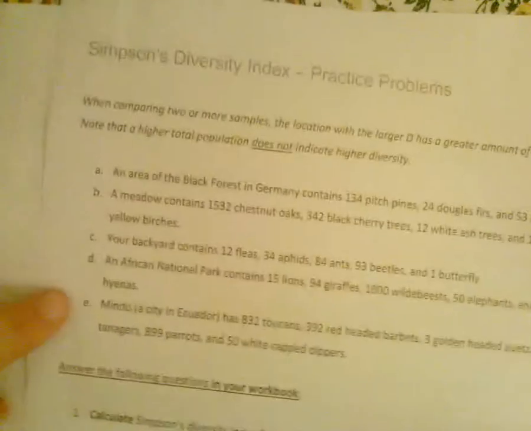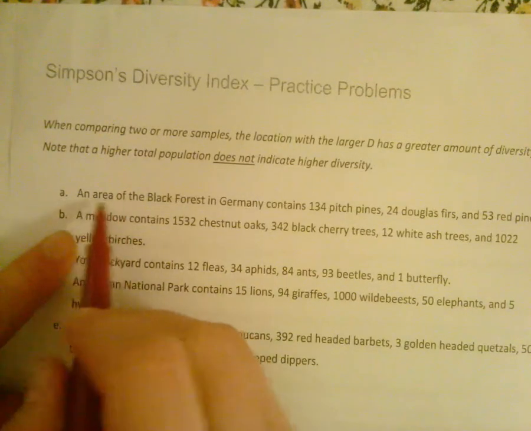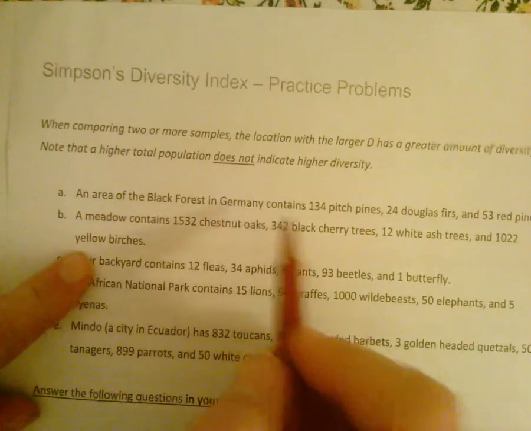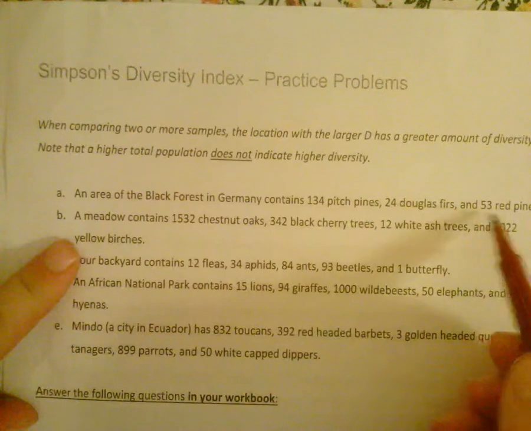So this actually says to do the problems in your notebook. So I would grab a notebook. It would be easier to do on lined paper, but I actually don't have any lined paper right here with me, so that's okay. I'm just going to look at the first one on the back, and there are some little analysis questions. So the first one says we're supposed to calculate an area of the Black Forest in Germany that contains 134 pitch pines, 24 Douglas firs, and 53 red pines.